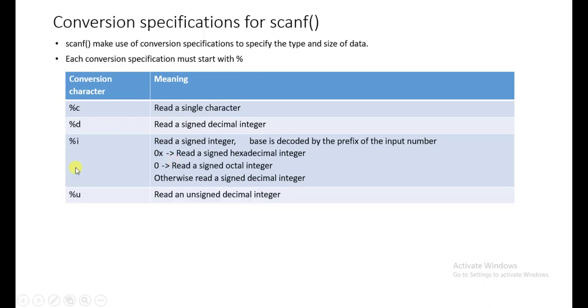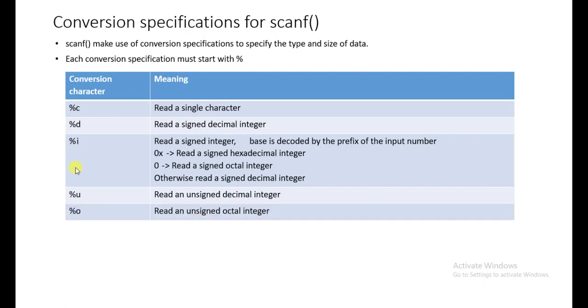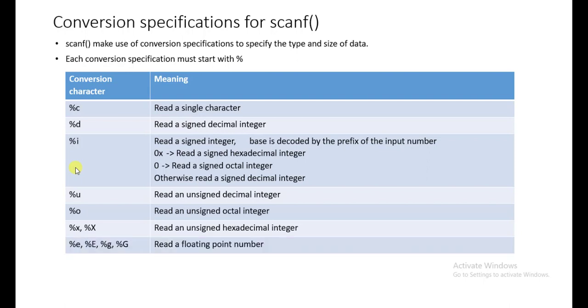And %u is used to read an unsigned decimal integer. %o is used to read an unsigned octal integer. %x and %X are used to read unsigned hexadecimal integers. And %e, %f, %g, both uppercase and lowercase, are used to read floating point numbers from the console. If you want to understand the difference between these four, please refer to the C programming part 2 video. And %s is used to read a string from the console.